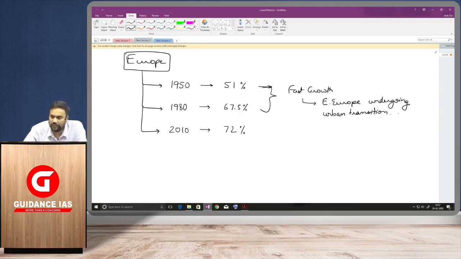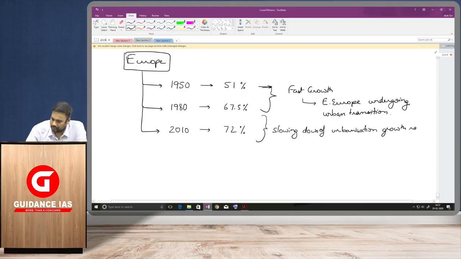So after this period, what do we find? Since Eastern Europe was now completing its urban transition, what will happen with the urbanization growth rate? It slowed down. There was slowing down of the urbanization growth rate. So here we find that there was slowing down of urbanization growth rate.